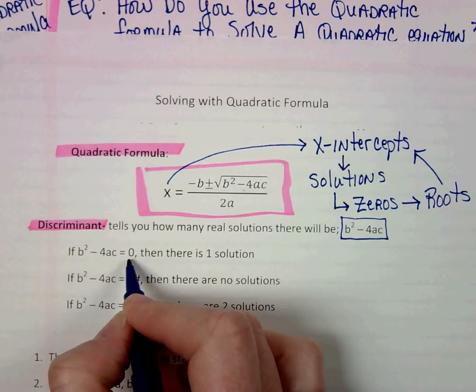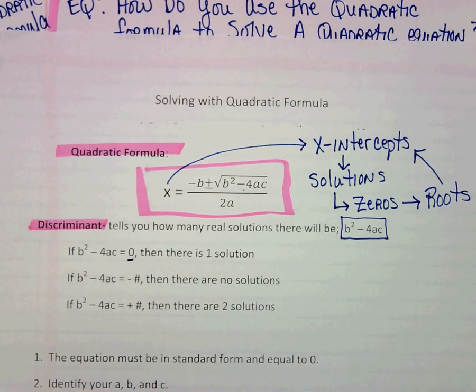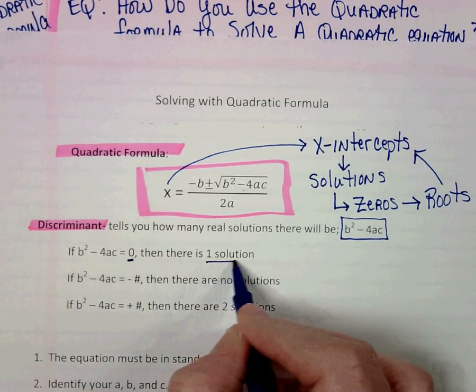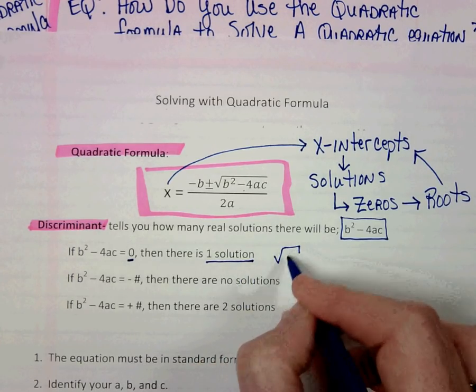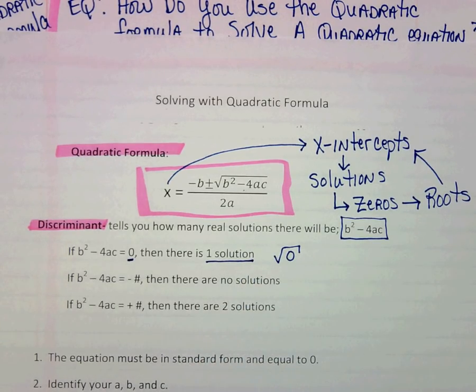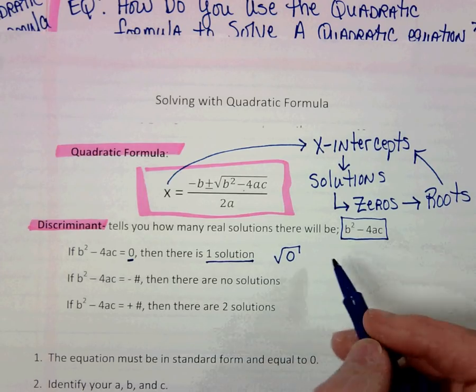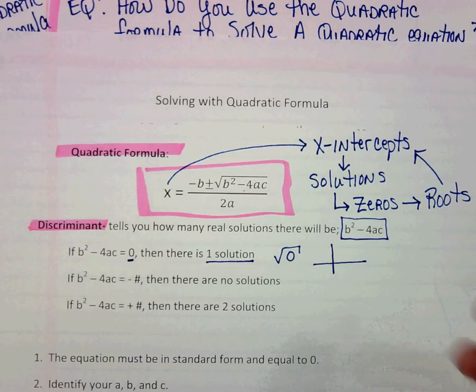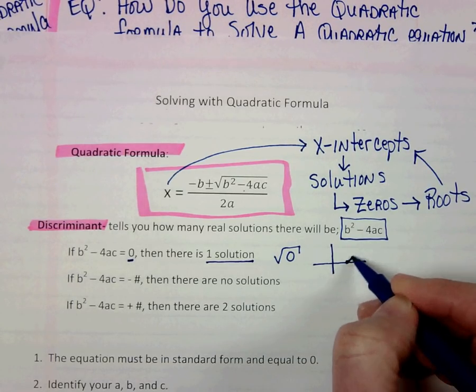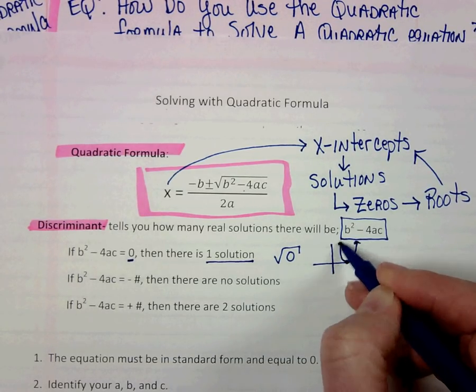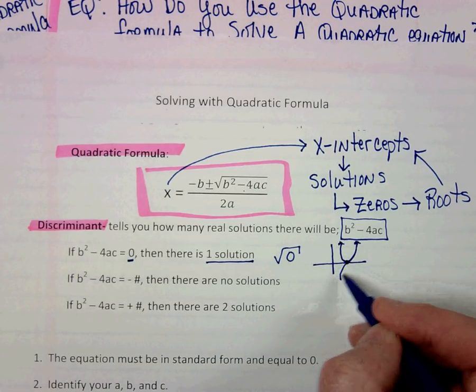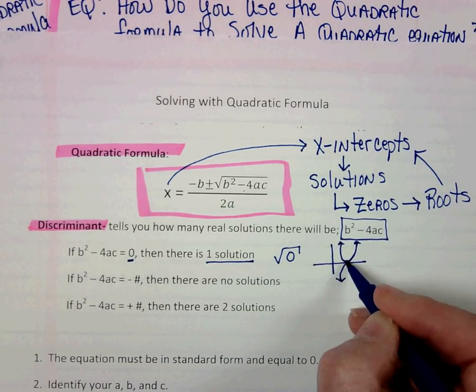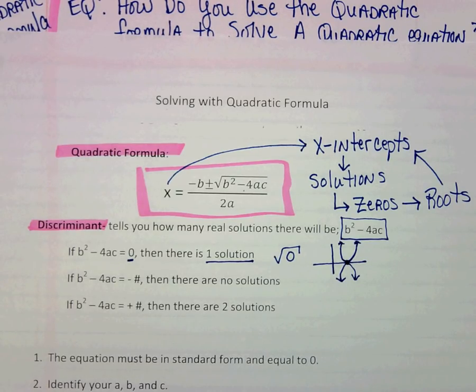If b squared minus 4ac comes out to equal 0, then we know there is only one solution. Because think about it, if we take the square root of 0, it's just 0, right? It isn't going to give us two possible answers. Something else to think about is, what would the graph look like? So if we know there's only one solution, we've talked about that would mean our vertex is the actual solution. Whether it opens up or down, the only point that is an x-intercept would be our vertex.